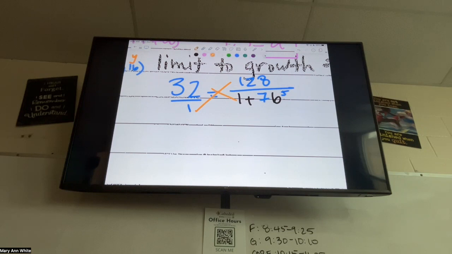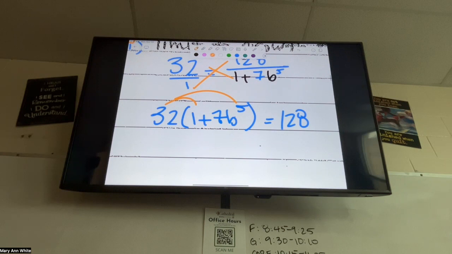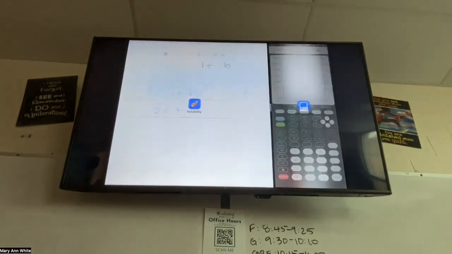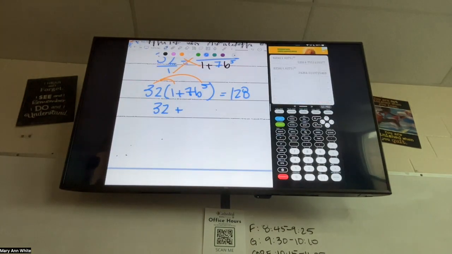When you do this, remember that we are doing 32 times 1 plus 7b to the 5th, and then 1 times 128, which that 128 just stays as 128. I have to distribute that 32 to both the 1 and the 7b to the 5th. So I get 32 plus, well, I'm going to have to pull my calculator out. I'm not doing mental math like that right now. 32 times 7 is 224, b to the 5th equals 128.